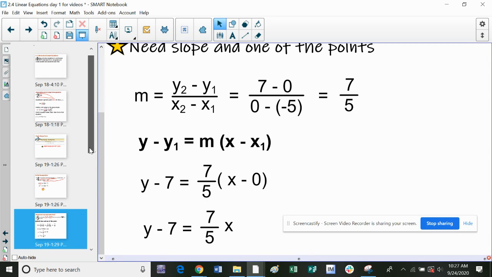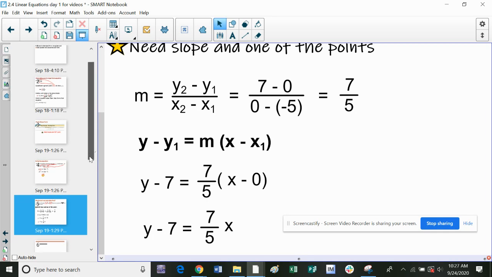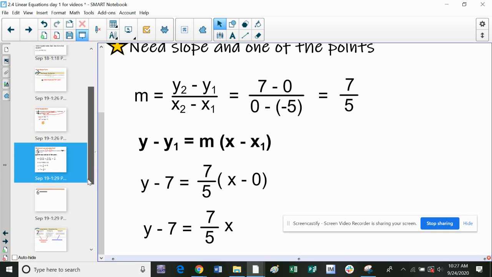So point-slope form, it's weird when you first get started, but it's super fast and super easy. And it tends to become a favorite of students as they go.